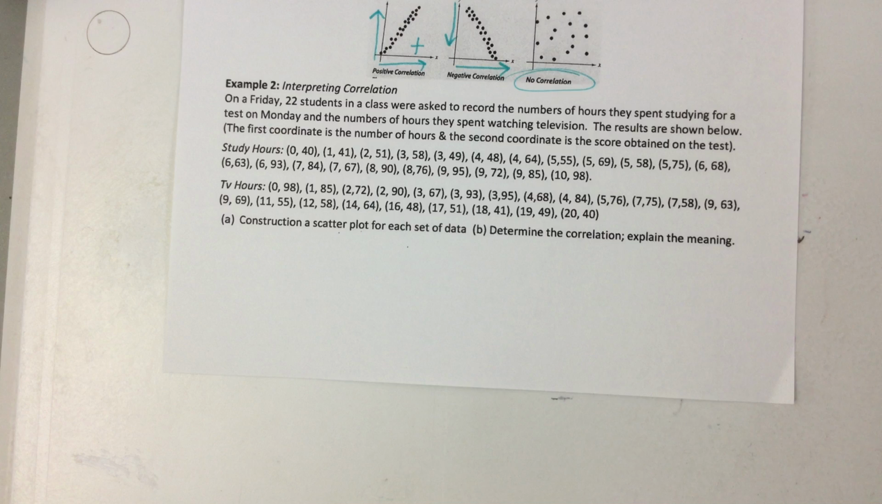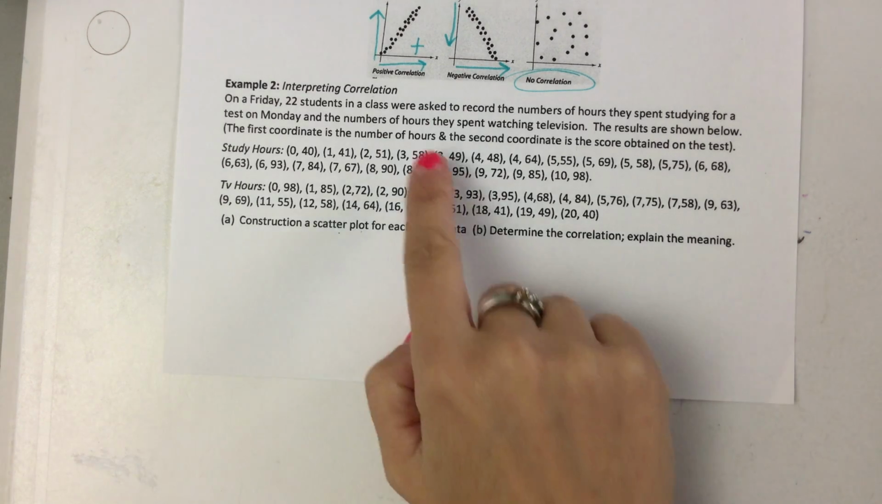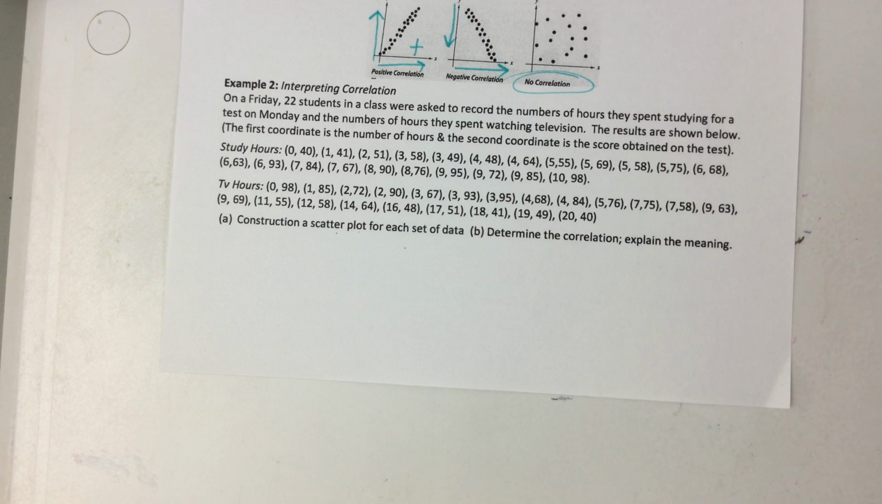On a Friday, 22 students in a class were asked to record the number of hours they spent studying for a test that was going to be on Monday, okay? So their homework was to record how many hours they studied for the test over the weekend, and the number of hours that they spent watching television during the weekend, okay? How's that for a homework assignment?